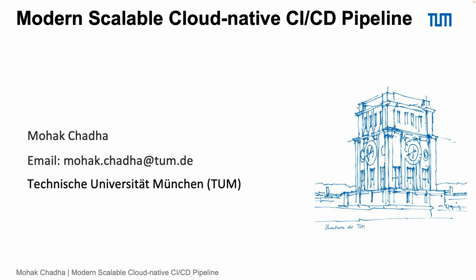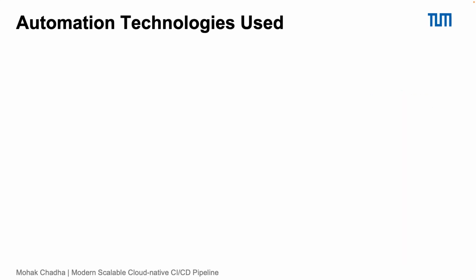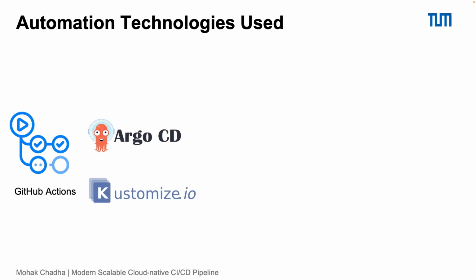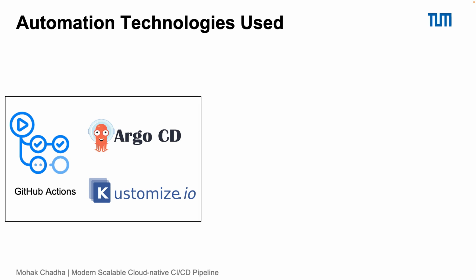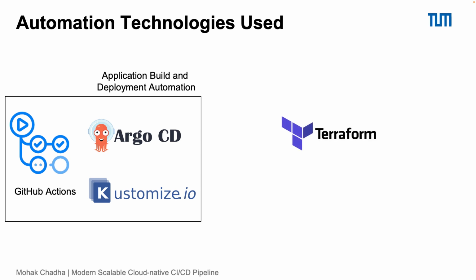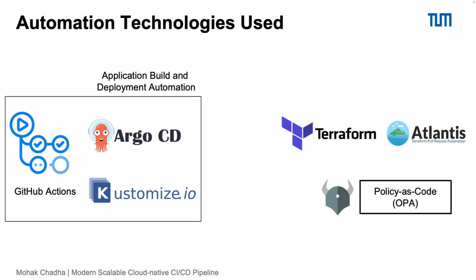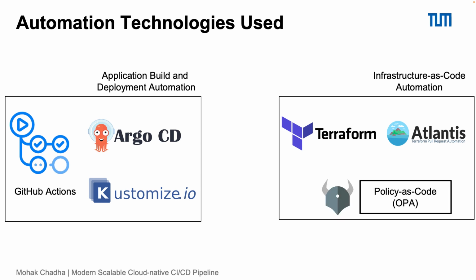Today, I will present a small project that I did called Modern Scalable Cloud Native CI/CD Pipeline. The different technologies that I have used in this project are GitHub Actions, ArgoCD, and Kustomize.io. These three technologies or tools together enable cloud native application build and deployment automation. In addition, I've utilized Terraform, Atlantis, and Policy as Code with Open Policy Agent. These three tools together enable infrastructure automation. I've combined these two aspects together using the GitOps methodology, which leverages Git as the single source of truth.